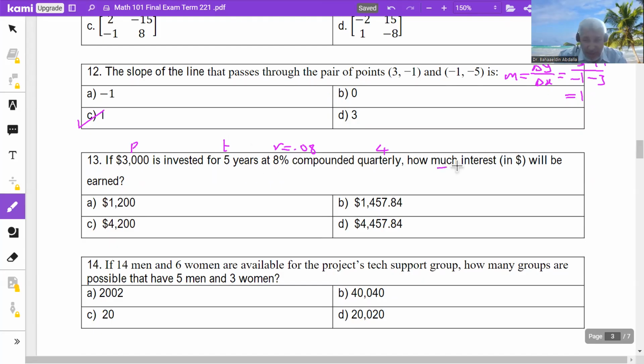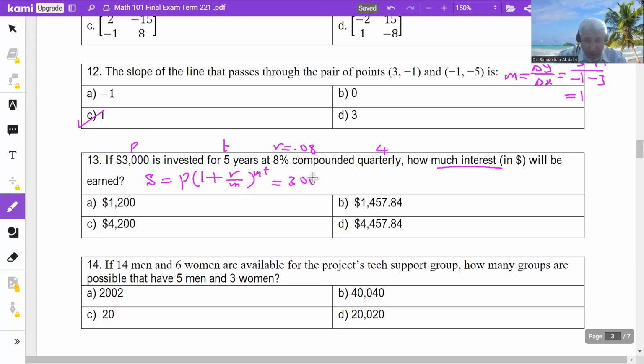He is asking about interest, okay, not the future value. Well, we have a formula for the future value. It is S equals P, this is the compound interest formula, (1 plus r over m) to the power mt. So let us find the future value first.